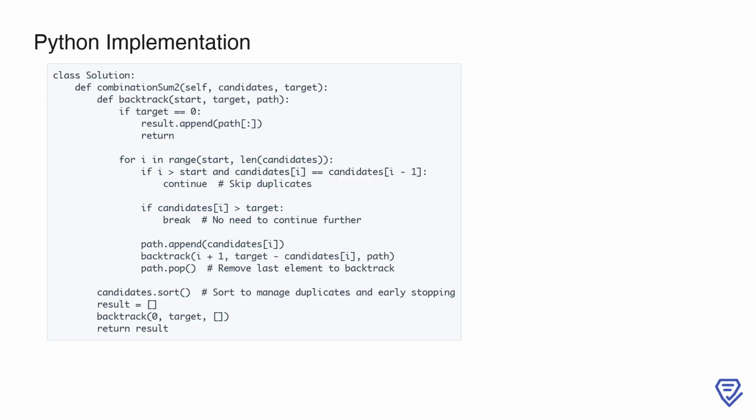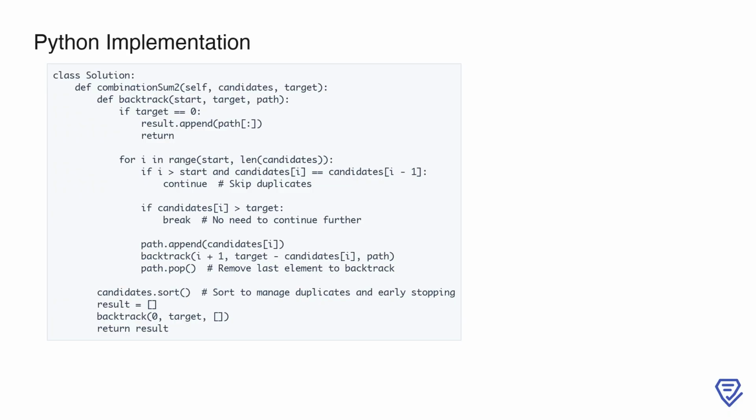This implementation solves LeetCode problem number 40, Combination Sum 2, using a backtracking approach. The function combination sum 2 takes a list of integers candidates and an integer target as input. First, we sort the candidates list. Sorting allows us to handle duplicates efficiently by ensuring that duplicate numbers are adjacent, and it also enables early stopping when a number exceeds the remaining target.